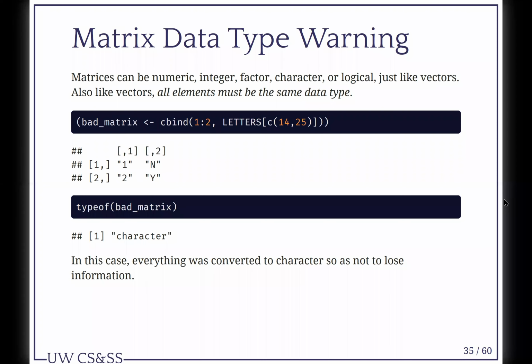So let's say we make a matrix called bad matrix, and we cbind the numbers 1 through 2 as whole numbers, and the letters, all caps, subset to the 14th and the 25th letter. Note that when we do typeof bad matrix, it has converted it to character, even though the first two things we gave it were integers. In this case, everything was converted to character so as not to lose information.